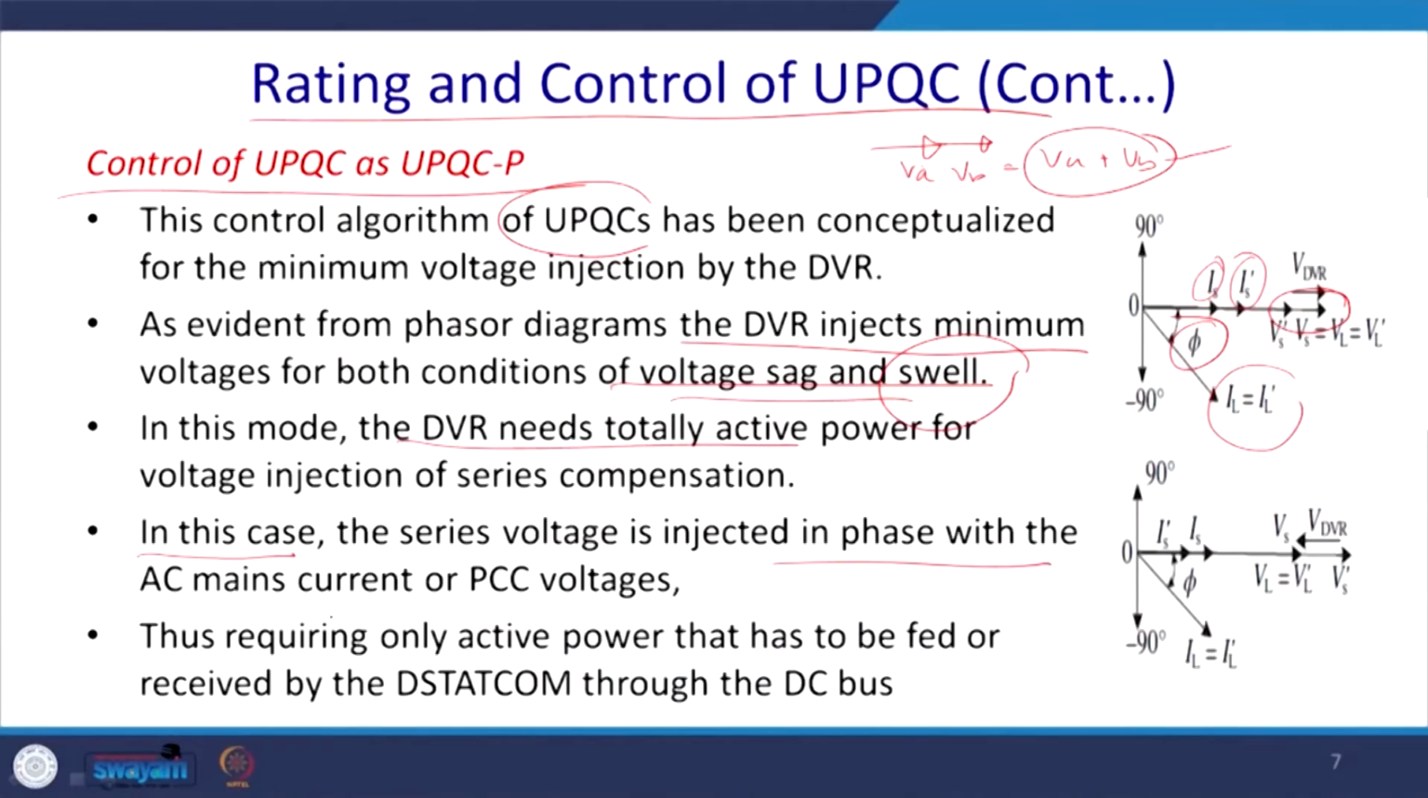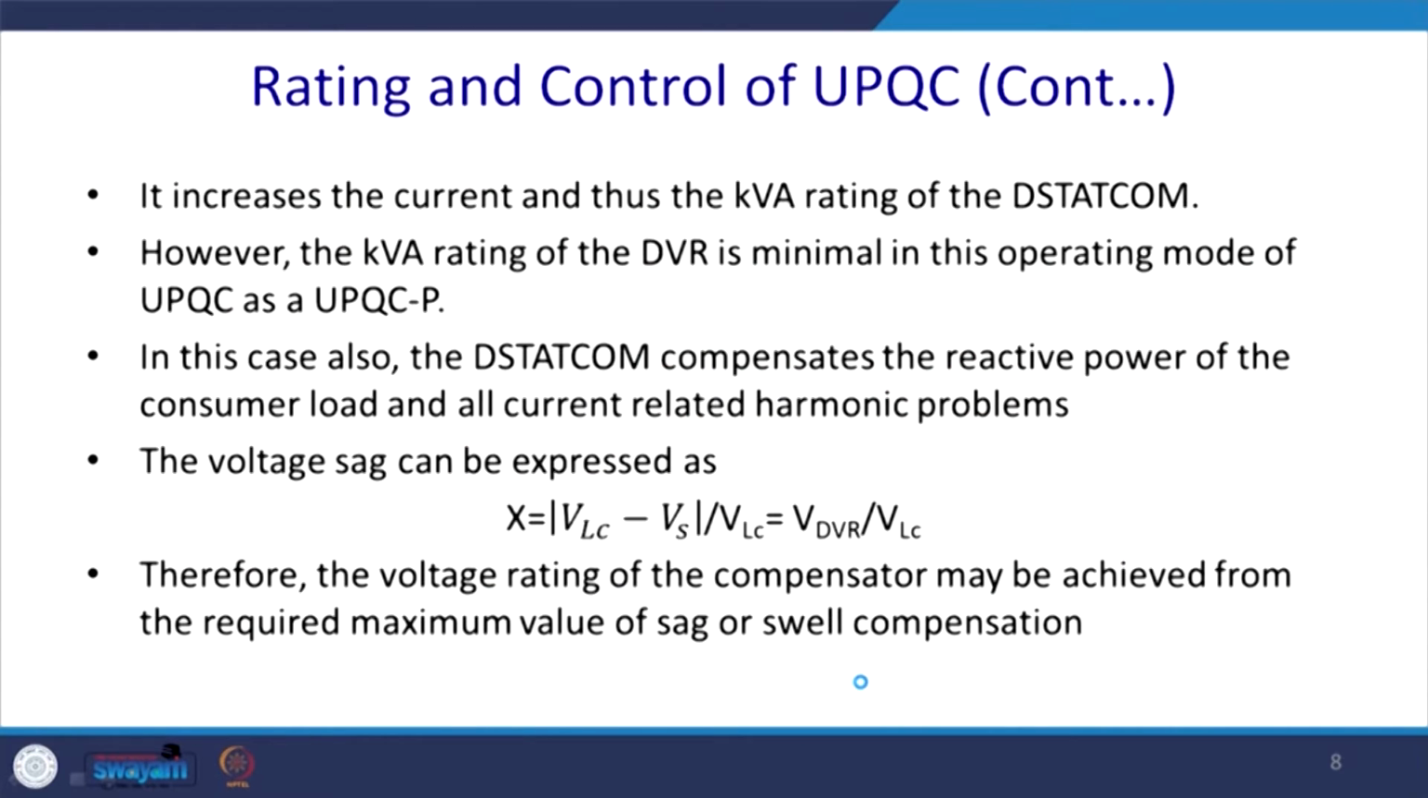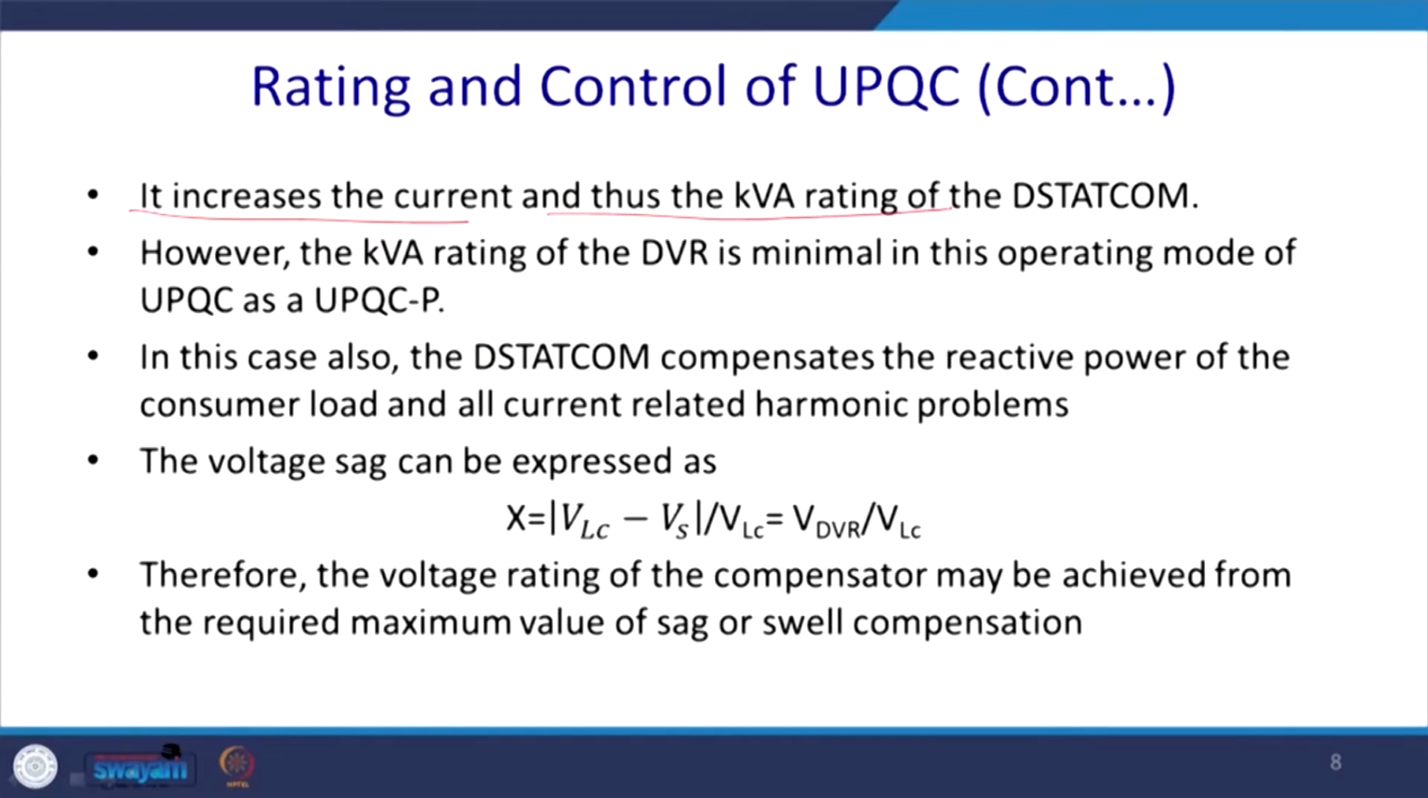In this case, the series voltage is injected in phase with the AC mains current or the PCC voltage, thus requiring only the reactive power that has to be fed or received by the D STATCOM through the DC bus. So, in this it increases the current, since real current in phase will flow, and thus the KVA rating of the D STATCOM will be higher.